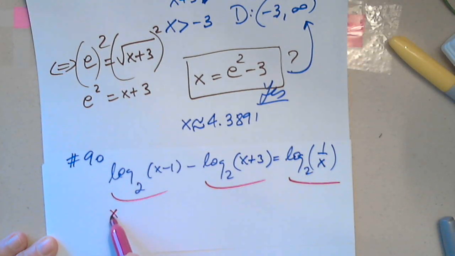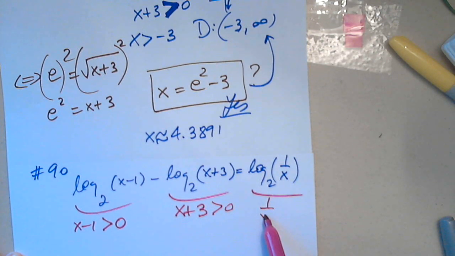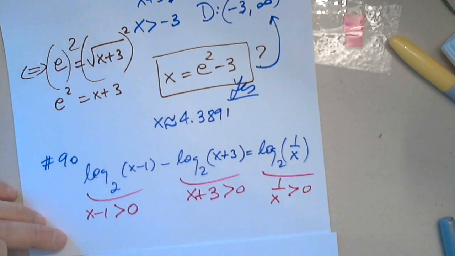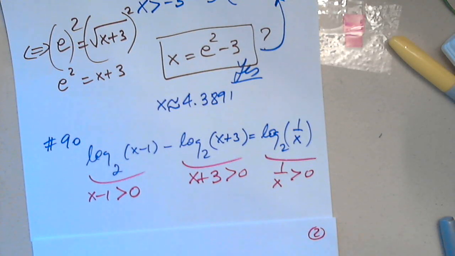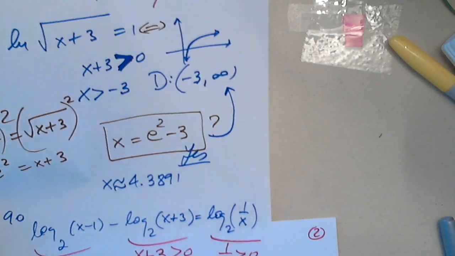So obviously x minus 1, for the first one to exist, must be greater than 0. For the second one, what do I have to write? That x plus 3 has to be greater than 0. And for the last one, 1 over x greater than 0. So let's see how we analyze all these. For the first one, I have x greater than 1. For the second one, x greater than negative 3. And let's analyze the last one.